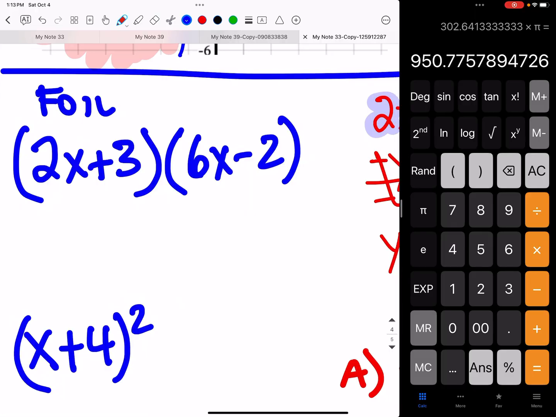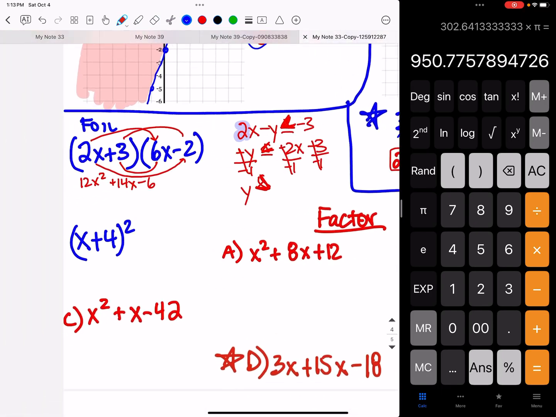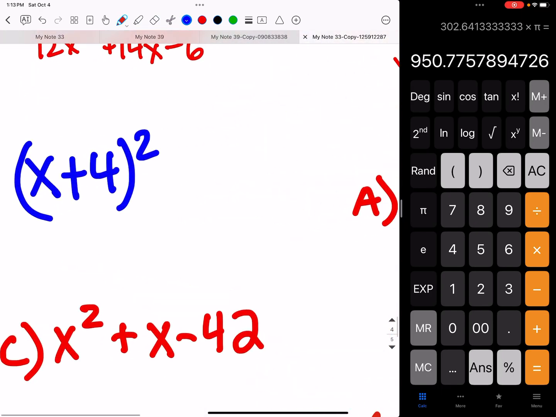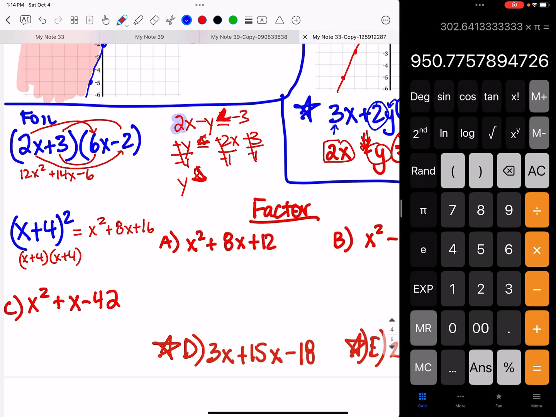Okay, FOIL. This times this is 12x squared. We've got 18x and we've got minus 4x, so we still have plus 14x. And we have 3 times -2, which is -6. So there we go: 12x squared plus 14x minus 6. This one, x plus 4 times x plus 4 equals x squared plus 8x plus 16. I think you guys got that one.